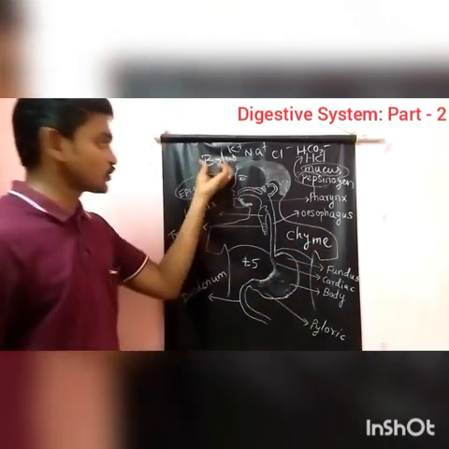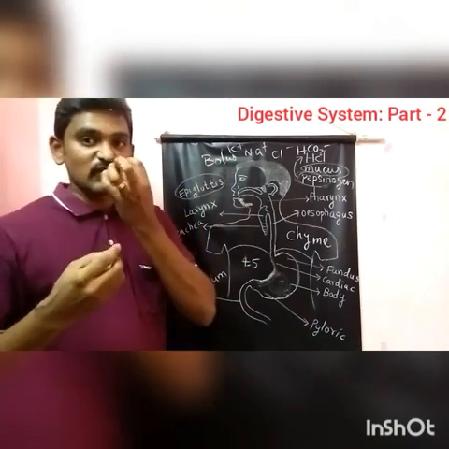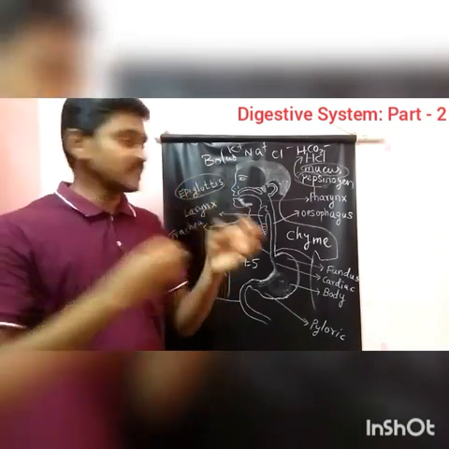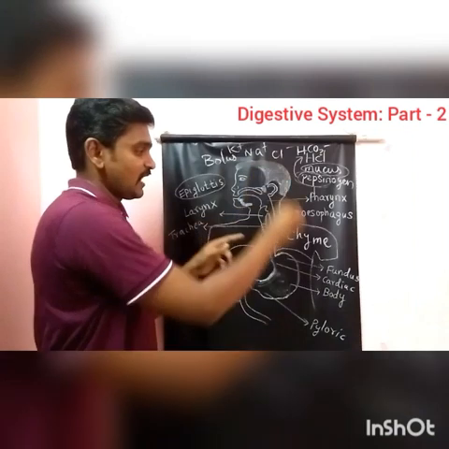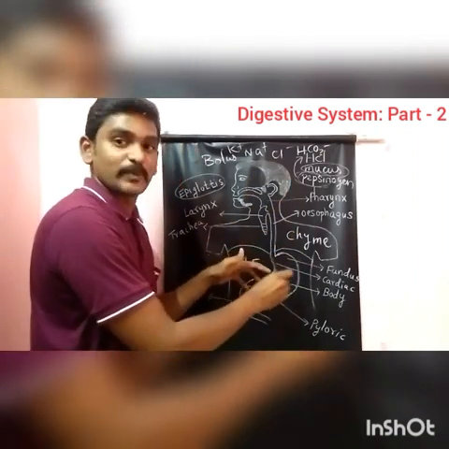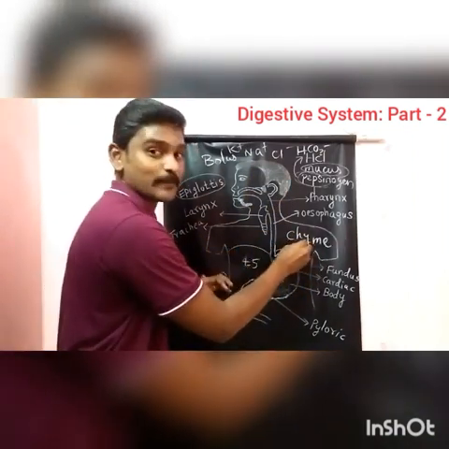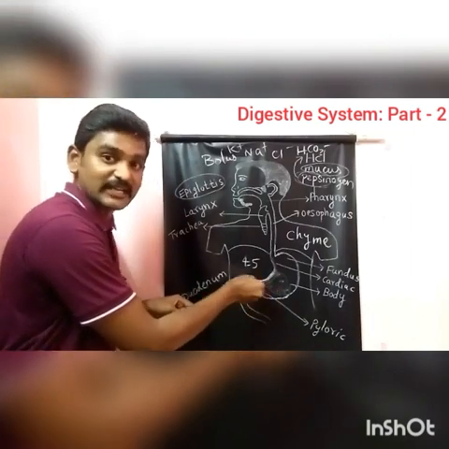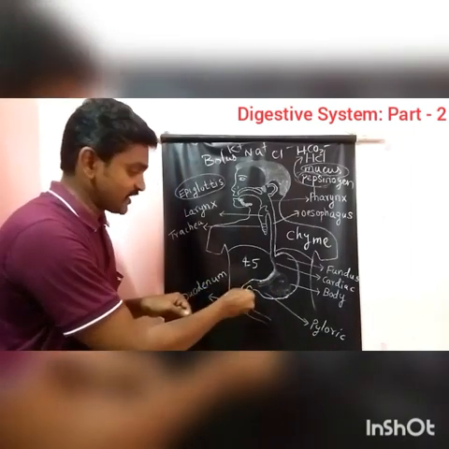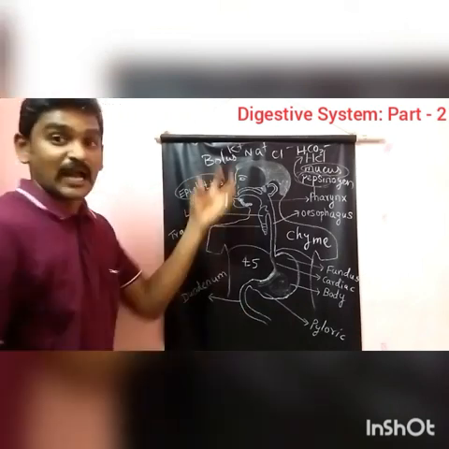So chyme, here it is called bolus. As a result of the digestion taking place in the mouth, it is called bolus. And then as a result of the digestion which is taking place in the stomach, it is called chyme. This chyme only will enter into the small intestine, that is the next portion of this alimentary canal.